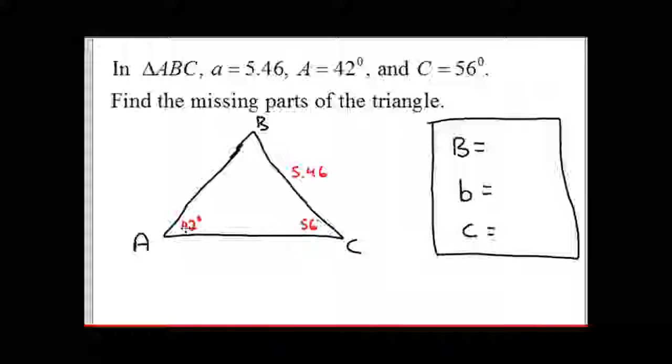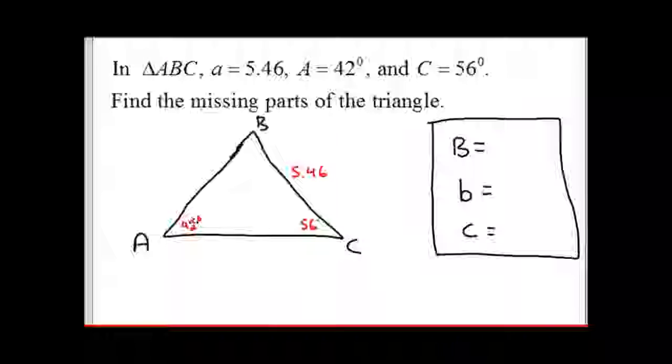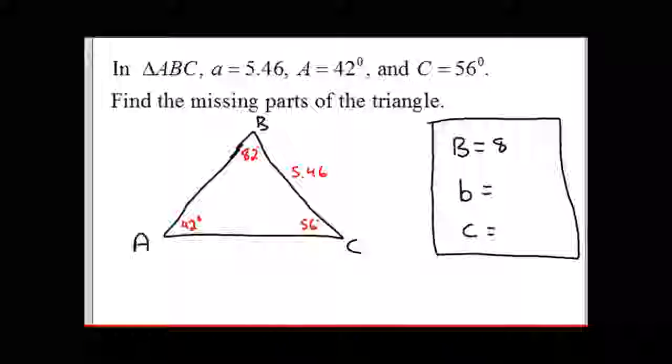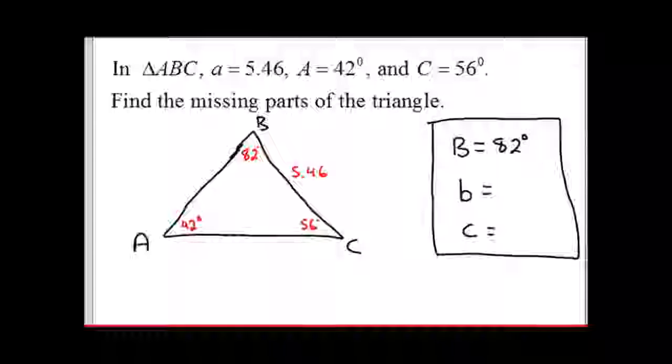Now, it's going to be real easy to find angle B, right? All 3 angles have to add to 180. So if this is 42 and this is 56, I add together, let's see, 42 and 56 is 98. So 180 minus 98 gives me that this is 82 degrees. So angle B is 82 degrees. I'll go ahead and grab my calculator just to verify that. I don't want to make any careless mistakes here.